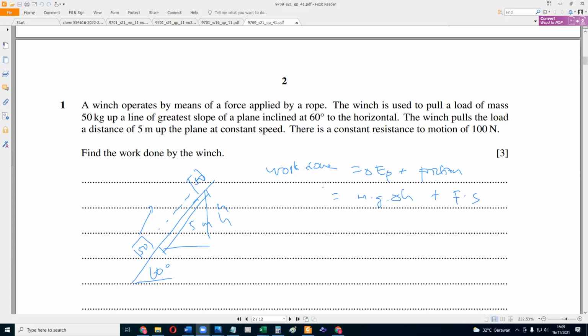Again, the potential energy is the mass times gravity times the gain of height. What is the height that's given? What is increased for the item? As for the friction, that's simply the force times the distance. So we have 50 times 10 times 5 sin 60 degrees, which is the mass times gravity times the change of height, plus 100 times 5, the force times the distance. That's it.